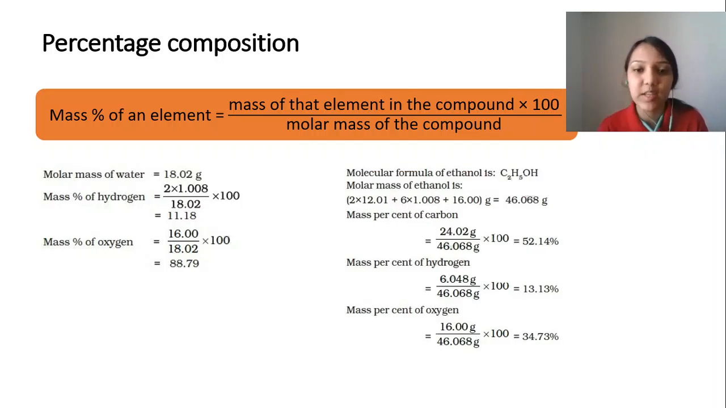Similarly, there is another example. The molecular formula of ethanol is C2H5OH, and to find the mass percentage of carbon in ethanol, what you have to do? 2 times the mass of C divided by the molar mass of ethanol, into 100, right? The same way in all the 3 cases, you will find the mass percentage of each element in the entire compound.